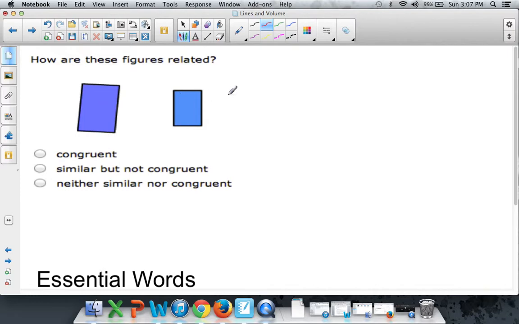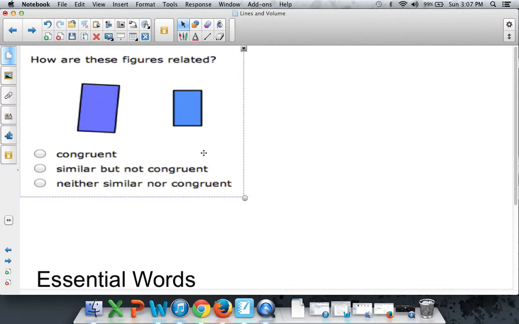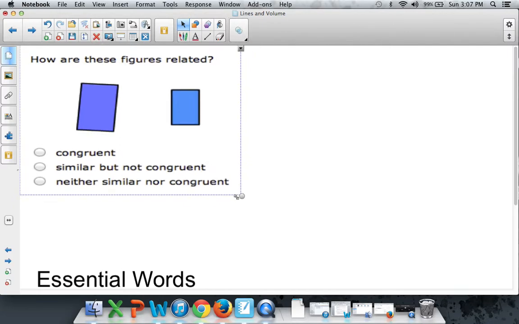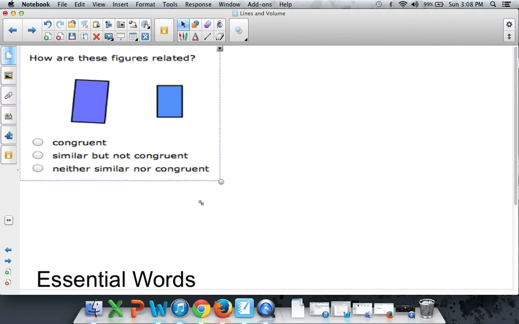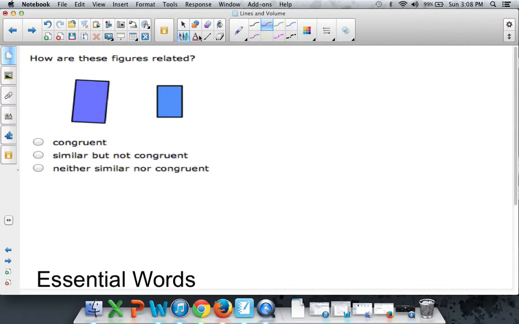How are these figures related? Well, they're very close to each other. Take a good hard look at them. They are indeed the same shape. But are they the same size? If they are the same shape but not the same size, those are similar.